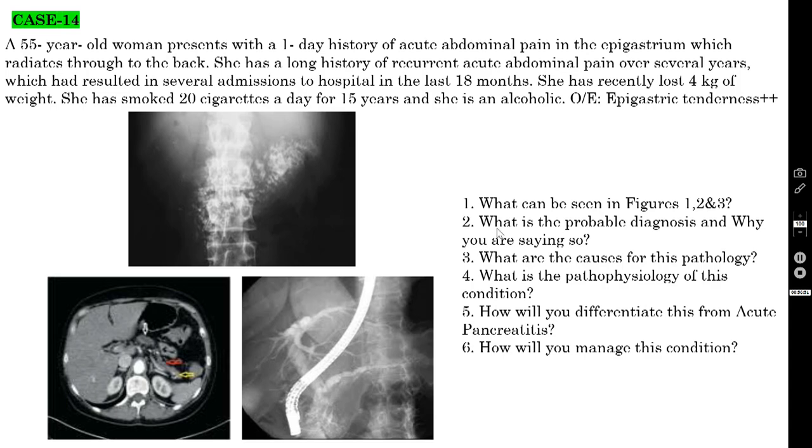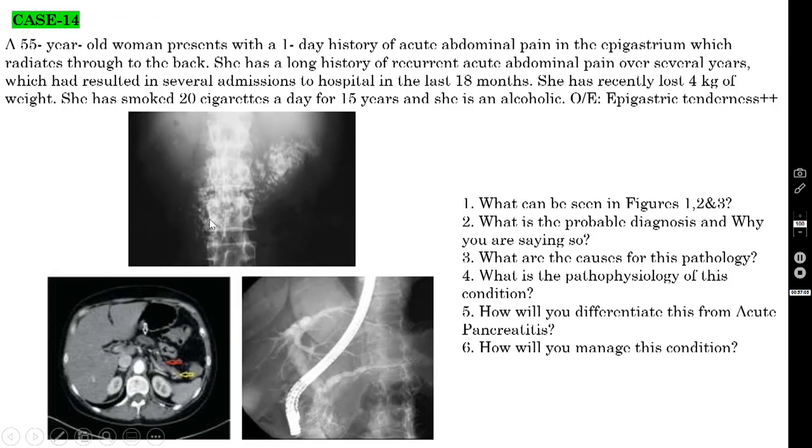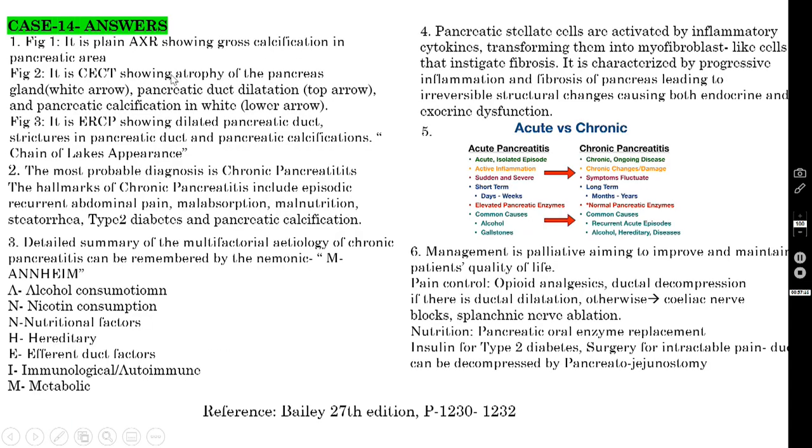These are the 6 questions. What can be seen in figure 1 and 2 and 3? Okay, we will go. Figure 1 is a plain abdominal X-ray showing gross calcification in the pancreatic area. You can see it. See gross calcification here. Here this is a CT scan, where you are seeing atrophy of the pancreas actually. This white arrow: pancreatic duct is dilated, but pancreatic parenchyma is atrophied. And pancreatic calcification, you are seeing it in white color.